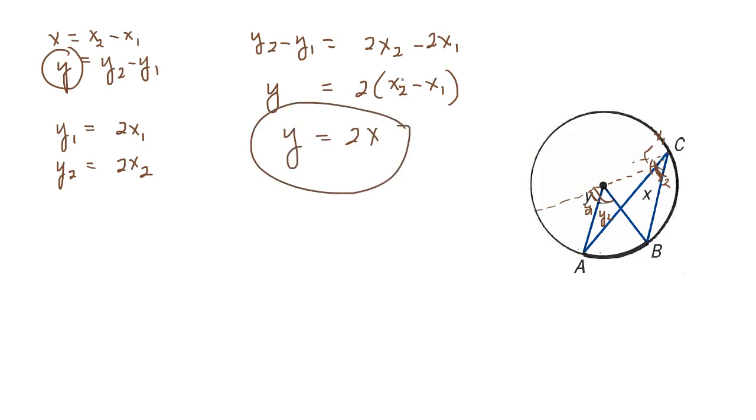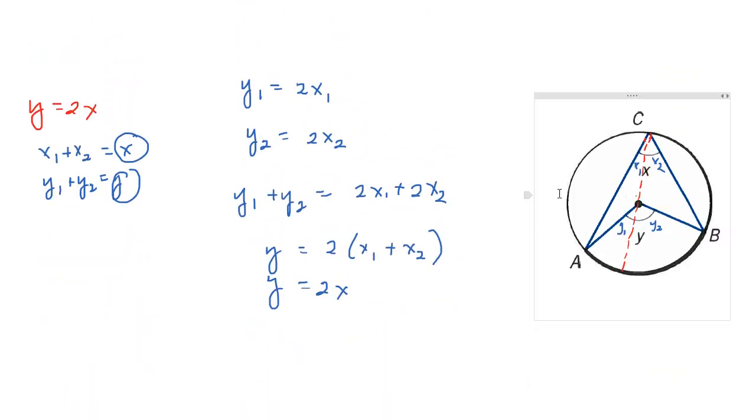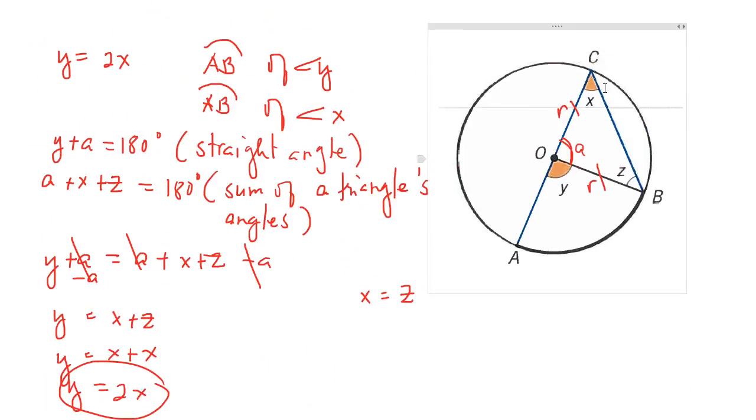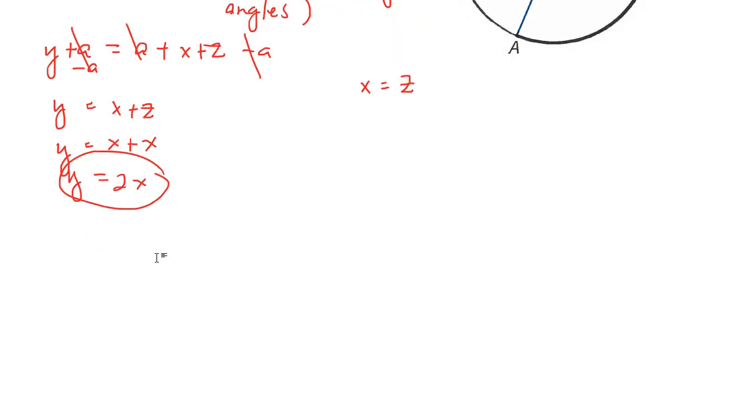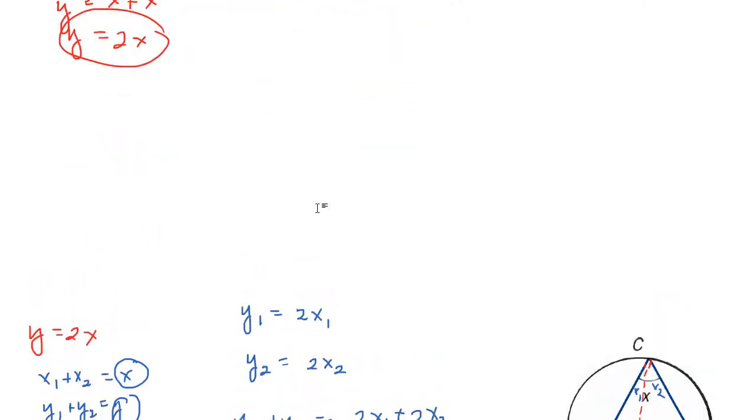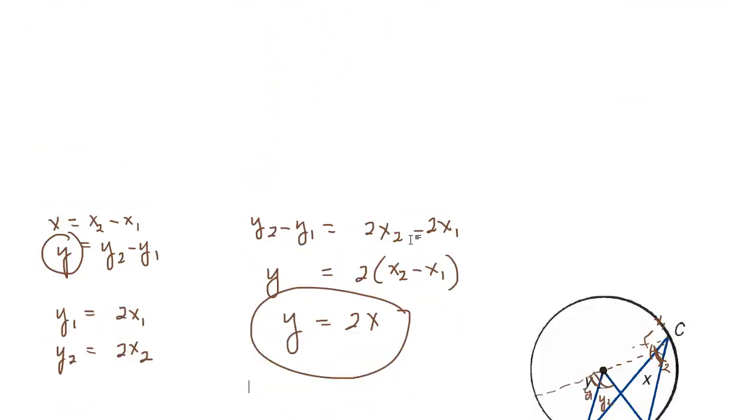So it doesn't matter if they are above each other, as long as they have the same arc. That's the most important. As long as they have the same arc, it doesn't matter if it looks like this or like this, or like this. This theorem applies: y is equal to 2x.